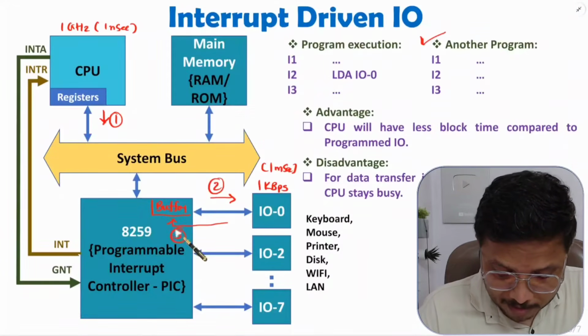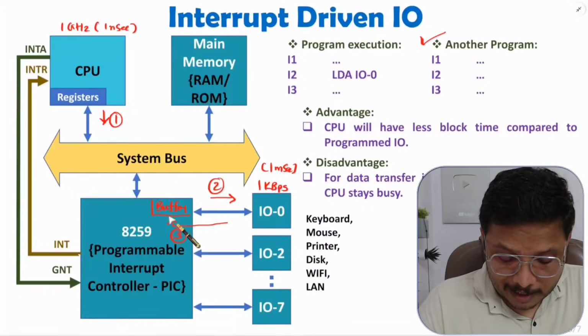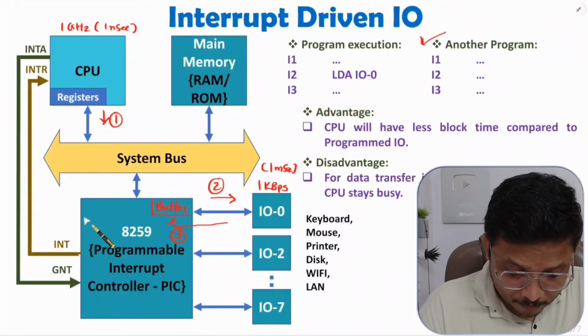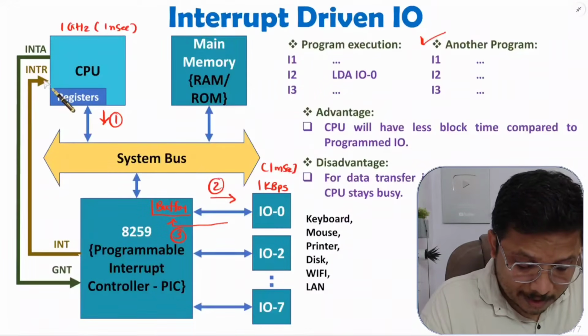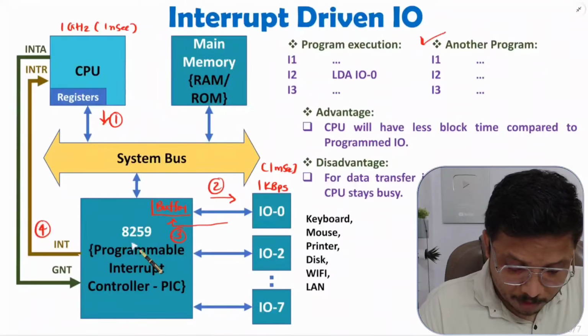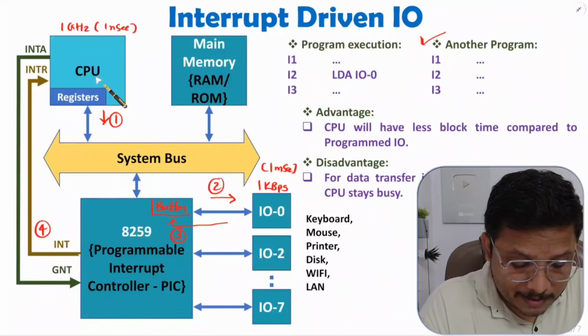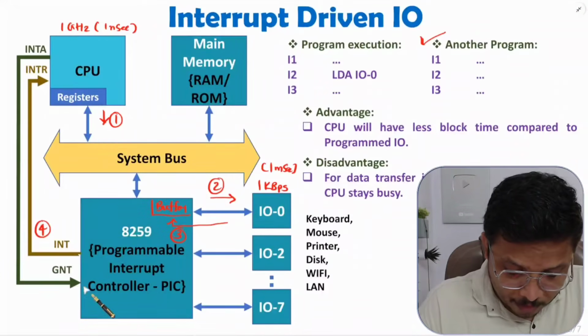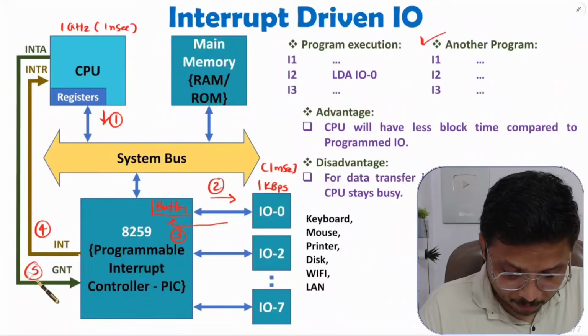So that is step number 3. Once that buffer is completely full, the 8259 IC will give an interrupt request over here to the CPU. So this is step number 4 performed by the 8259 IC. Once that interrupt is received by the CPU, it will give an interrupt acknowledgement to this programmable interrupt controller. So that is step number 5.